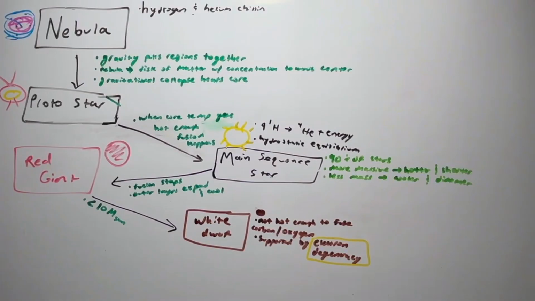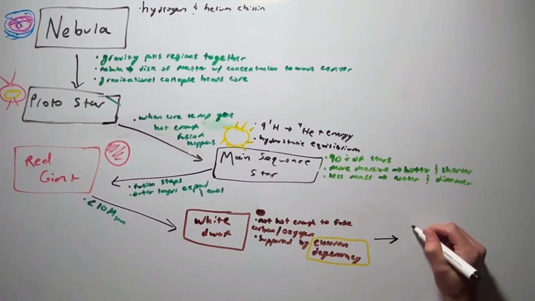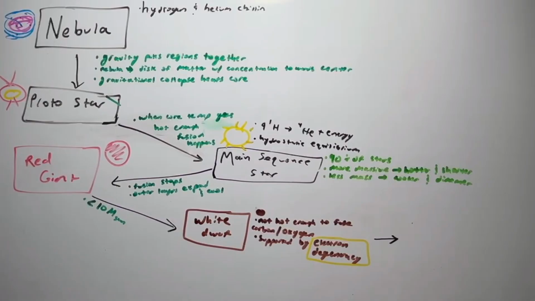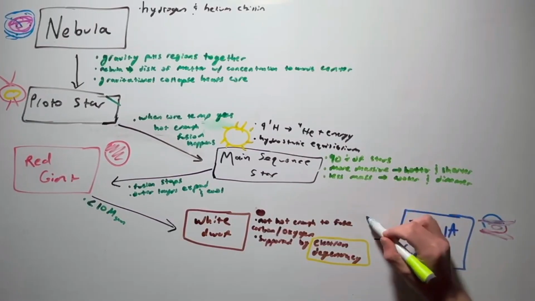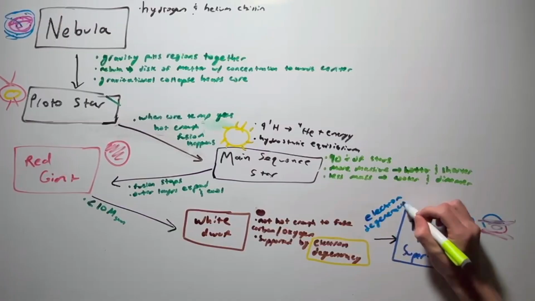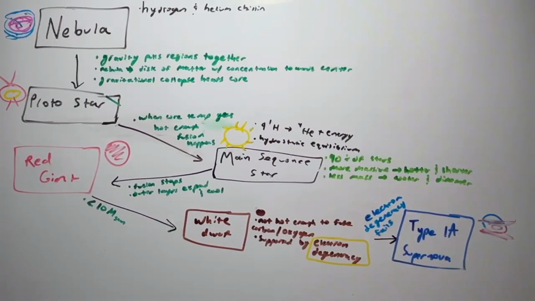If part of a binary system, a white dwarf can accrete matter from its companion. So within this binary system, the extra mass that's getting fed into this little white dwarf exceeds its electron degeneracy and it fails, causing a type 1a supernova. Well, now we kind of understand how a star's life goes for low mass stars.